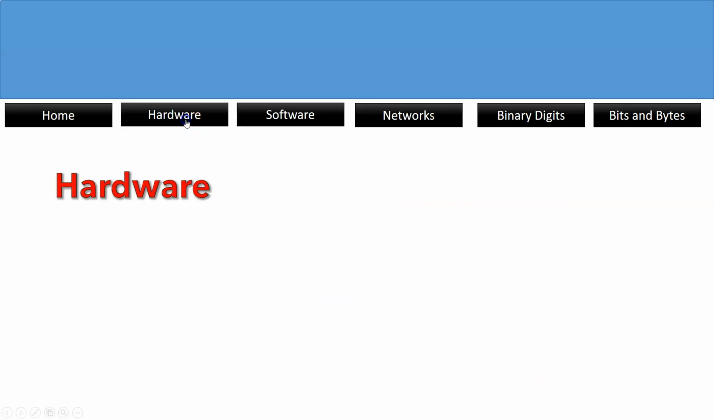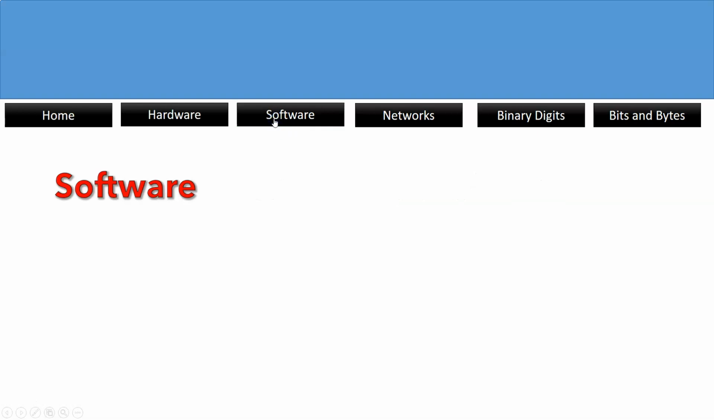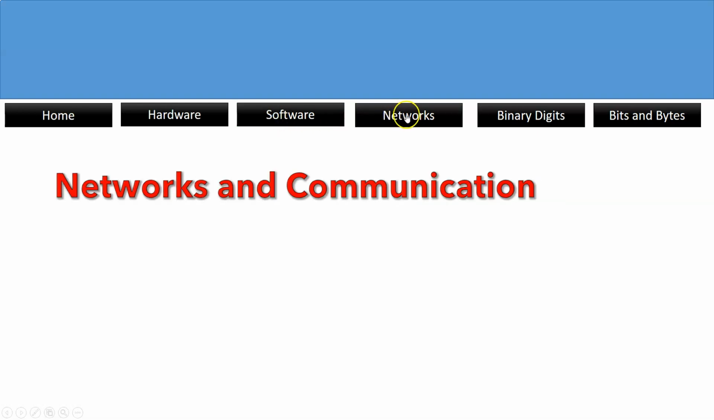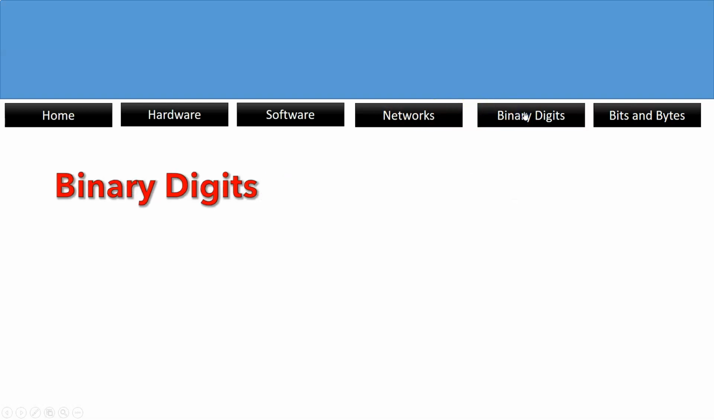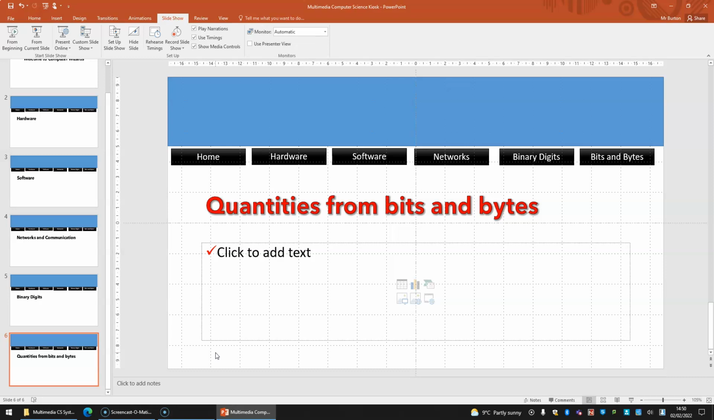So if I click on hardware, it should go to hardware. Click on home, it should go to welcome to Computer Wizards. Software, that's good. Networks, that's good. Binary digits, that's good. And bits and bytes, that's good. And then I can just right click, end show, and happy days, we're all sorted now with the hyperlinks.